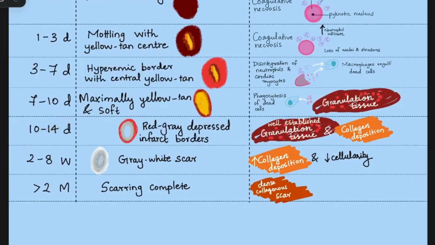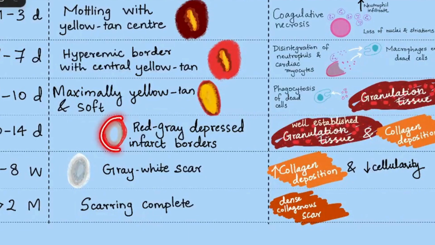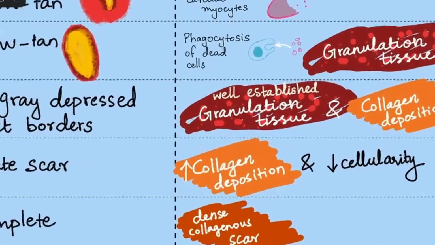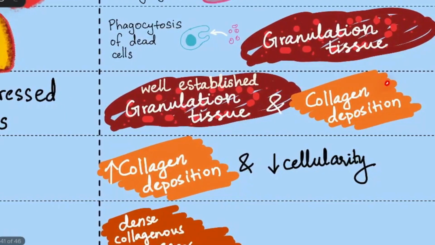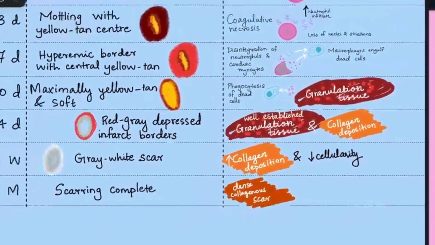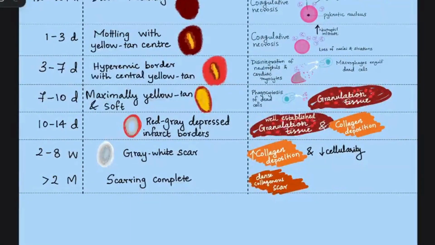10 to 14 days, red-gray depressed infarct borders will develop. Granulation tissue will become well established, and there will also be collagen deposition. So that happens on the 10th to 14th days.